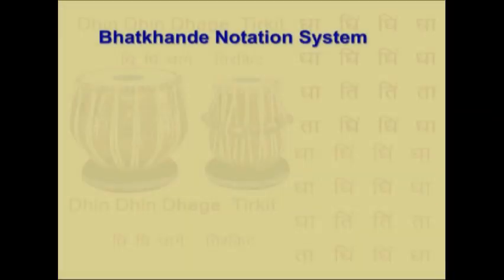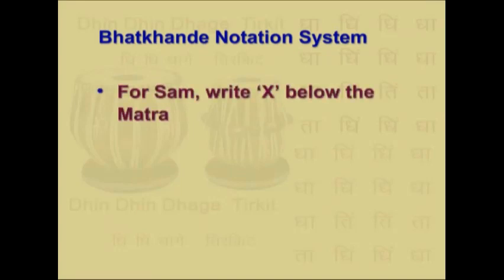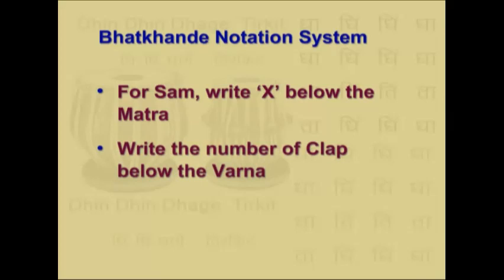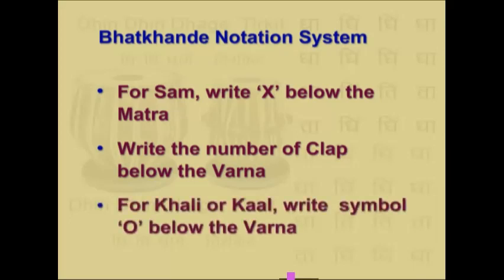And in Bhatkande system, the symbols are different. For the sum, you have to write a sign of multiplication below the first beat. In Bhatkande system, you write the number of clap, not the number of beat, as in Paluskar system. You have to write the number of clap below the beat. For khali, you have to write a circle, round, 0.